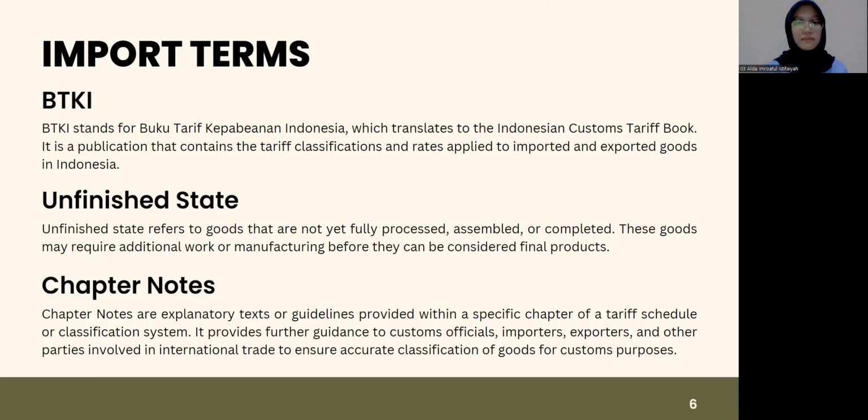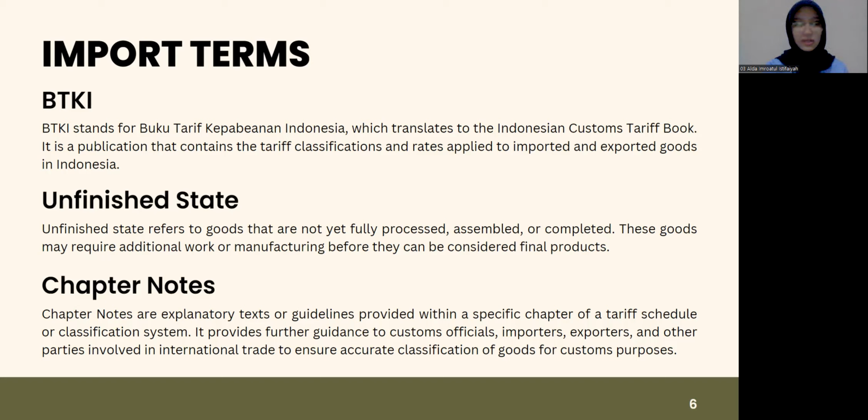And the fifth one, we have unfinished state. This term is an import term as it refers to goods that arrive in an unfinished state, requiring further processing or assembly upon importation. These goods may require additional work or manufacturing before they can be considered final products.